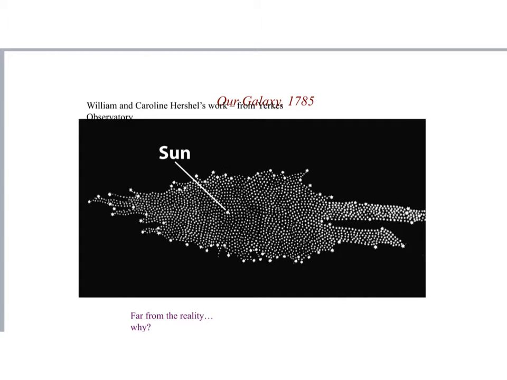Let's talk now about how we actually came to realize what our own Milky Way looks like. Here's, for example, the map of the Milky Way, our galaxy, as it was known and thought of in 1785. This is a map that was published in a paper in that year by the English astronomer William Herschel, and it's based on work that he and his sister pursued together at their home observatory. They presented this map of the Milky Way Galaxy.